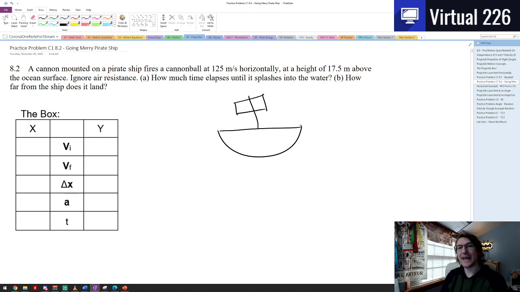Okay, we're looking at a practice problem here for projectile motion. And what we have in this problem is our pirate friends questing for the One Piece. They fire a cannonball at 125 meters per second horizontally at a height of 17.5 meters above the ocean surface. I drew the ocean surface wavy here, but maybe it's better if we draw the ocean surface as just a flat line. We're going to ignore air resistance as always. And we want two things here. How much time elapses until it splashes in the water, and then how far from the ship does it land.